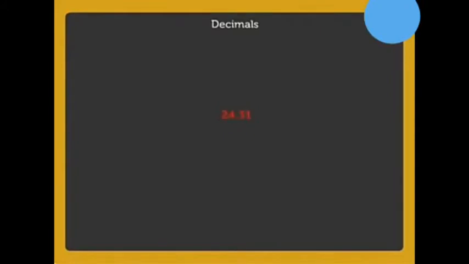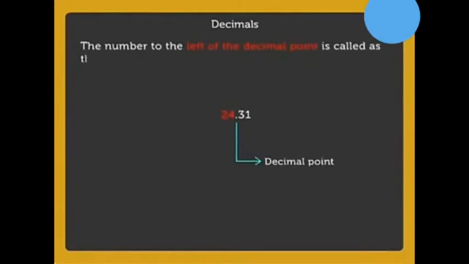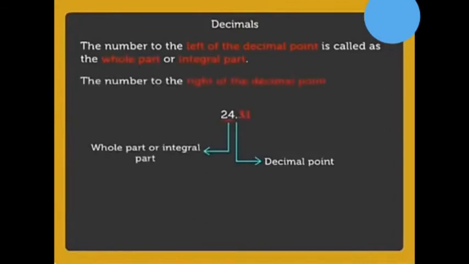Consider the decimal number 24.31. The dot in between 24 and 31 is called the decimal point. The number to the left of the decimal point is called the whole part or integral part. Thus, the number 24 is the whole part or integral part. The number to the right of the decimal point is called the decimal part. So, 31 is the decimal part. The decimal point separates the integral part and the decimal part.